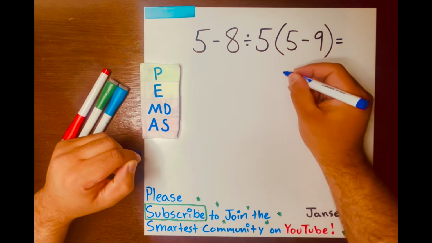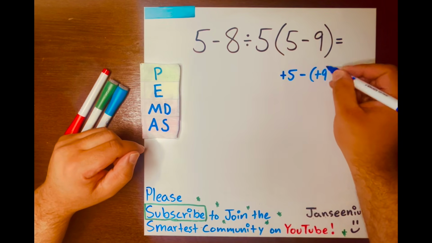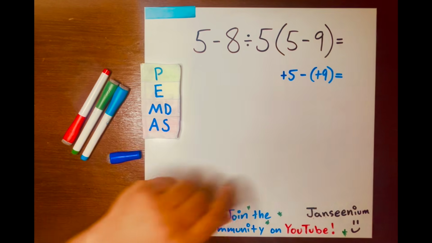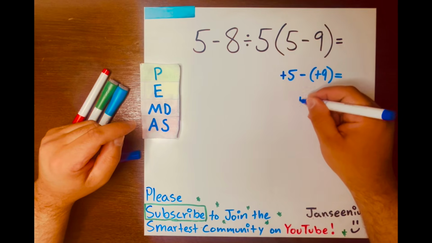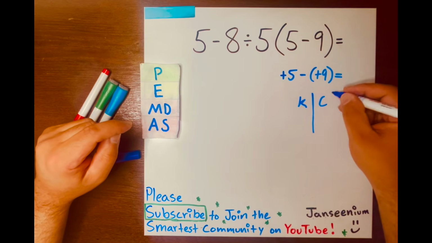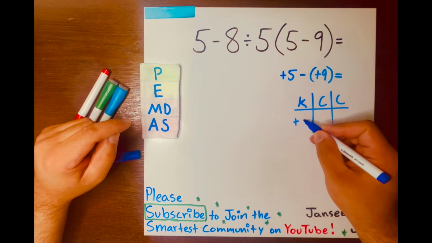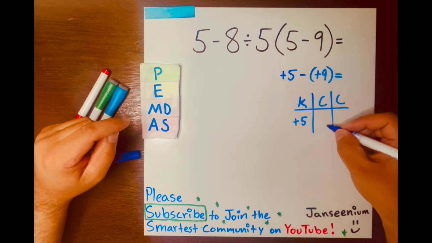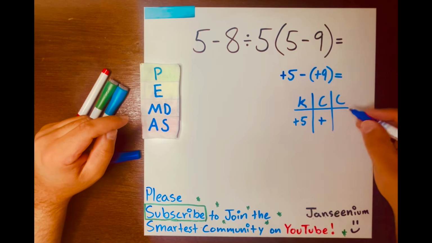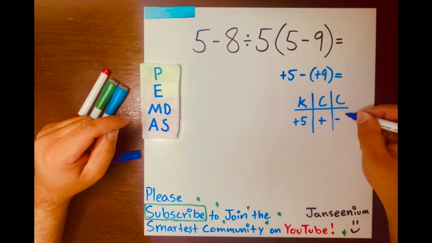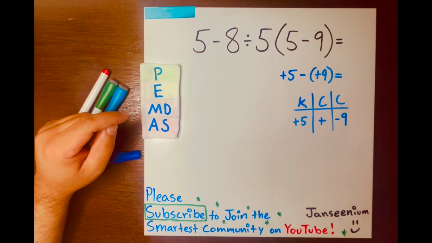PEMDAS is saying that positive 5 minus positive 9 goes first. Next, I turn subtraction to addition. So I want to keep things organized. Keep, change, change. I keep the first number, positive 5. I change subtraction to addition. And lastly, change the positive sign to a negative sign and write the number 9. So I change positive 9 to negative 9.